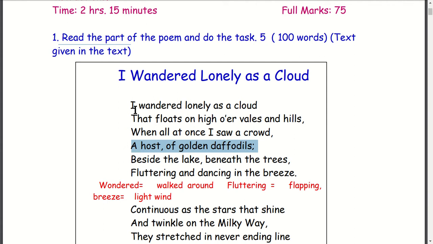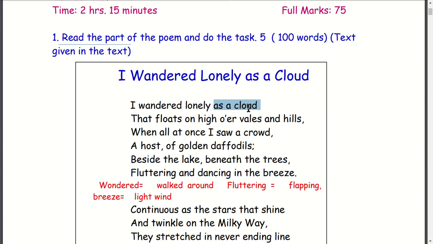Okay, let's see. I, the speaker, the poet. I wandered: what does wandered mean? Wandered means walked around, moved around without any destination, without any aim or objective. I wandered lonely, lonely means alone here. The speaker was alone there. There was nobody to talk to him. As a cloud means his walking has been compared with a cloud.